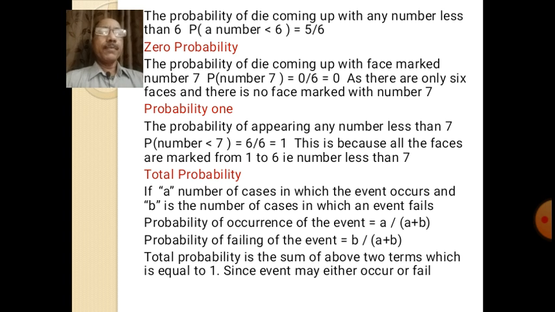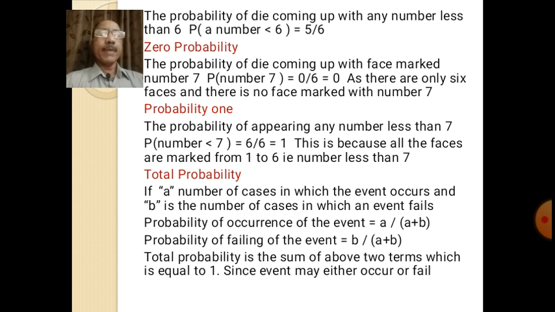What is probability 1? The probability of appearing any number less than 7. There are 6 faces. So, if you throw a die, there is a possibility that one of the faces will come up. So, 6 by 6 is equal to 1. This is because all the faces are marked from 1 to 6, that is, numbers less than 7.